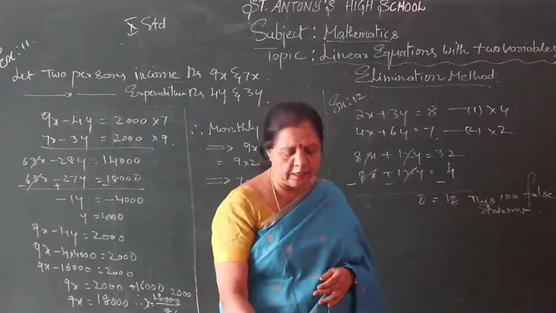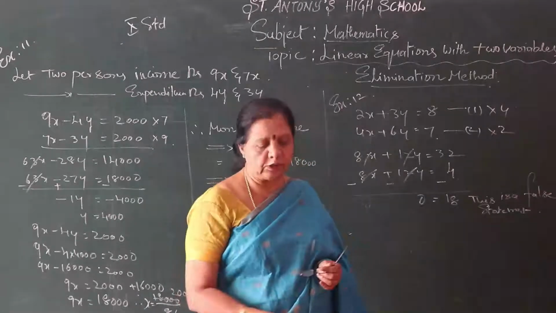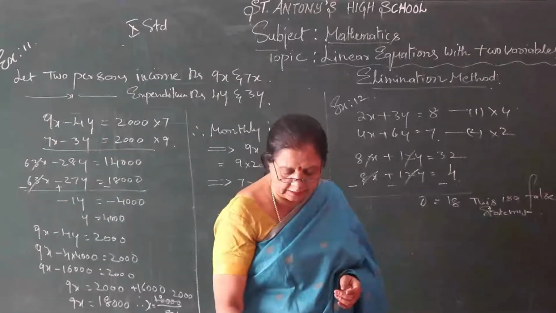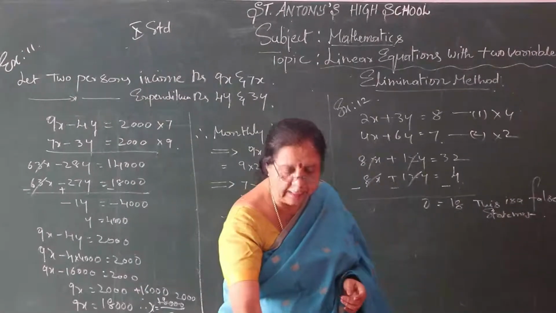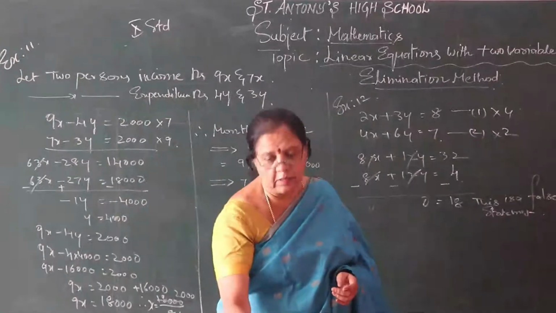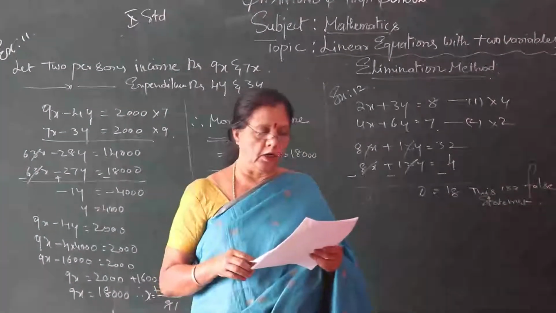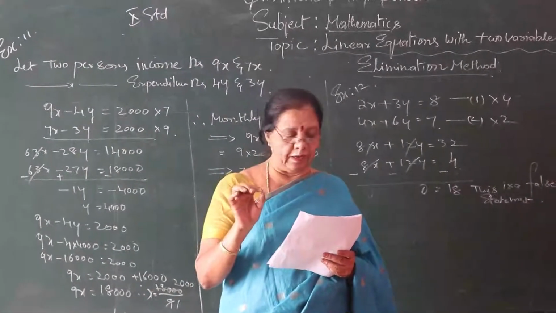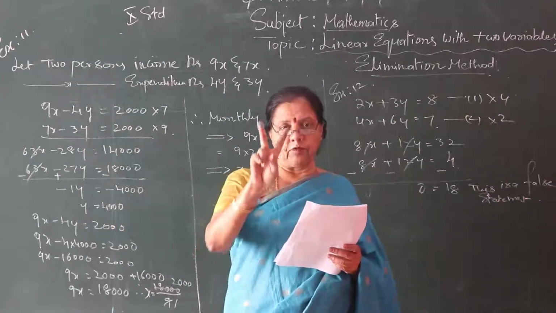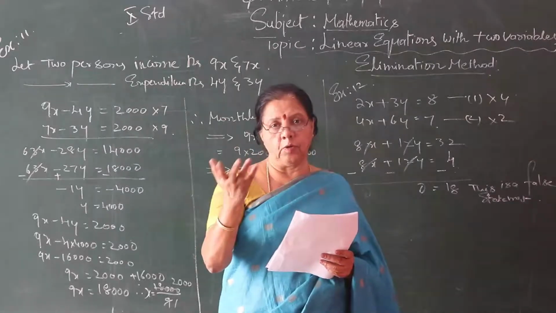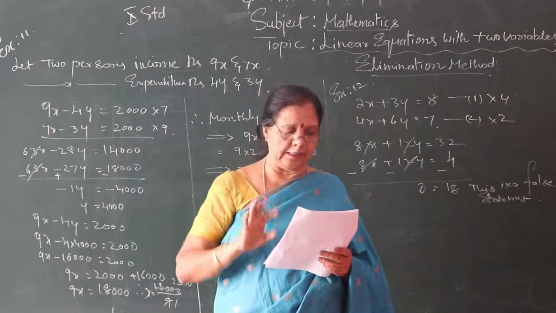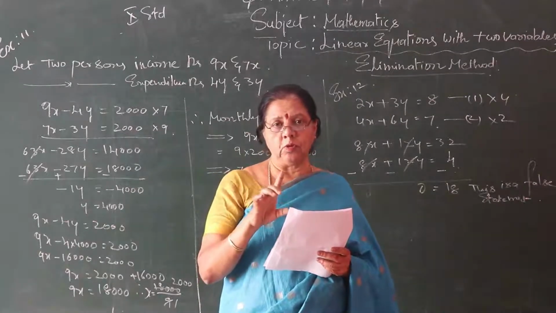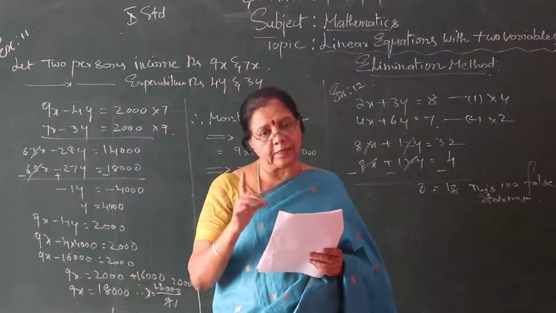Now today let us learn about the elimination method. Look into your textbook, elimination method, example number 11. I will read the problem. You go through it, children. Example 11: the ratio of incomes of 2 persons, Rama and Bhima, is 9:7. If one has 9, the other has 7.